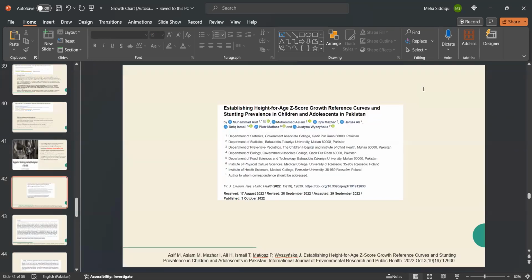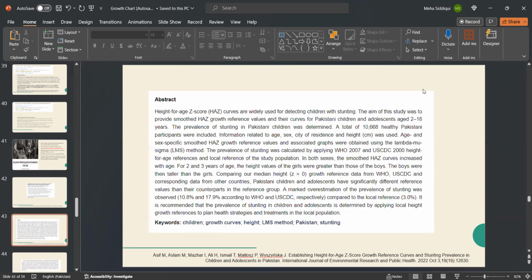This is an article titled Establishing Height for Age Z-Score Growth Reference Curve and Stunting Prevalence in Children and Adolescents in Pakistan. As we all know, the height for age curves are widely used for detecting children with stunting, and the aim of this study was to provide smooth height for age growth reference values and curves for Pakistani children and adolescents 2 to 18 years of age.